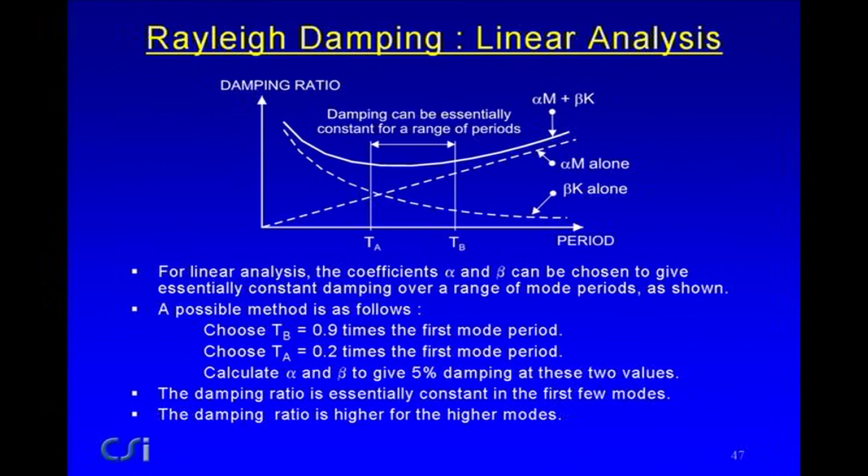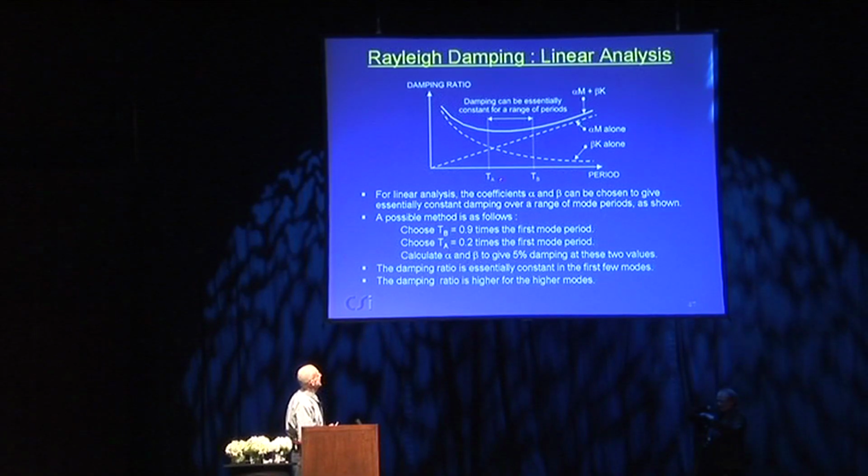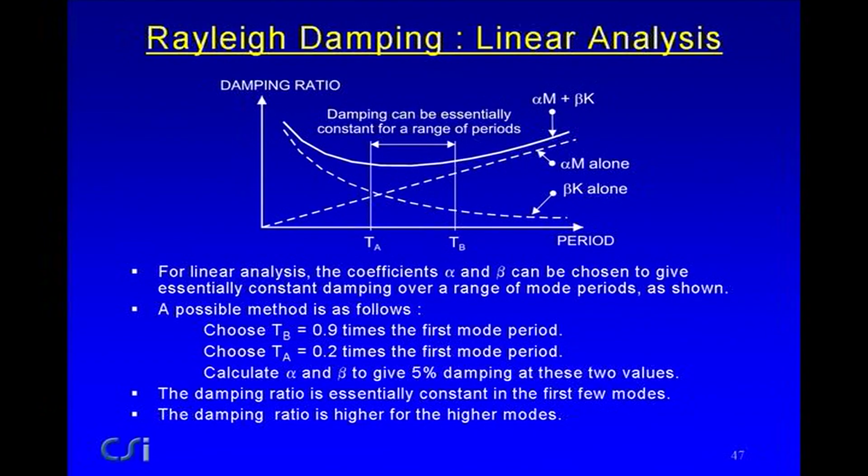If we look at what Rayleigh damping means in linear analysis, without going into too many details, what you can show is, if you look at the damping ratio versus the structure period, that Rayleigh damping means that the damping ratio varies with period with a curve like this. It has two components. For the beta K component, as the period increases, the damping ratio gets smaller. For the alpha M component, as the period increases, the damping ratio gets larger, and you get the combination. And between a couple of periods, TA and TB, you can get pretty much constant damping.